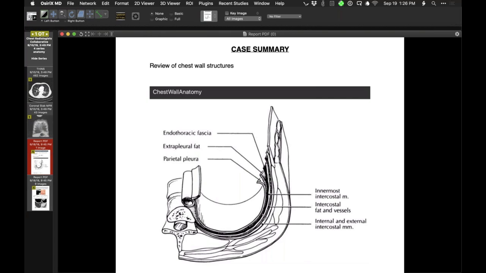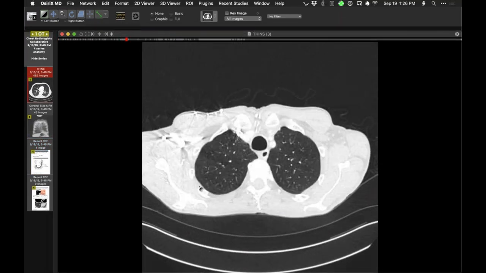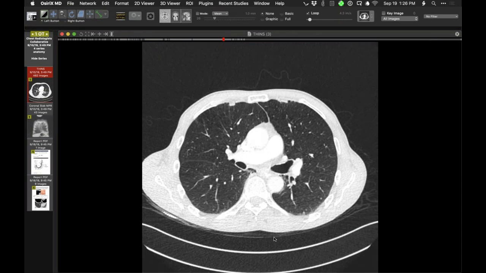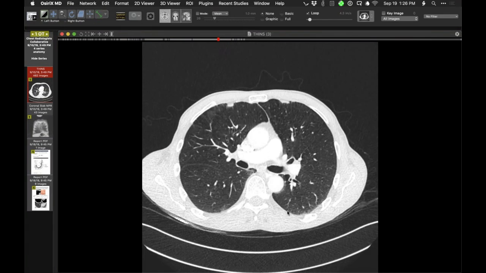So with respect to the innermost intercostal muscles, that portion of it in the anterior chest is called the transverse thoracic muscle when you see it like that. And sometimes you see the innermost intercostal muscles produce pseudopleural disease down here, in which case that muscle is called subcostal muscle, but also part of the innermost intercostal muscle. So that's what it is.